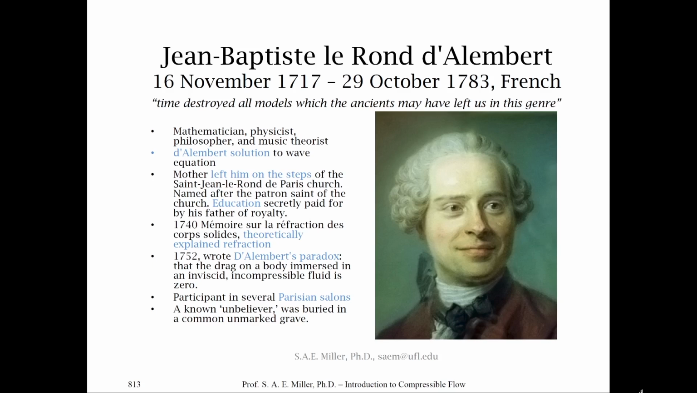In 1740, he published the Mémoire sur la réfraction des corps solides, and theoretically explained the idea of refraction, which occurs in optics, acoustics, and electromagnetics. He also, in 1752, as you learned in your previous classes, proposed the D'Alembert paradox, meaning that the drag on a body immersed in an inviscid incompressible fluid is zero, which is very troubling.